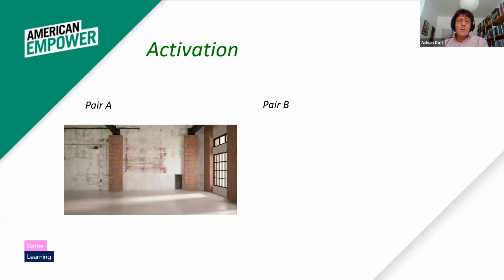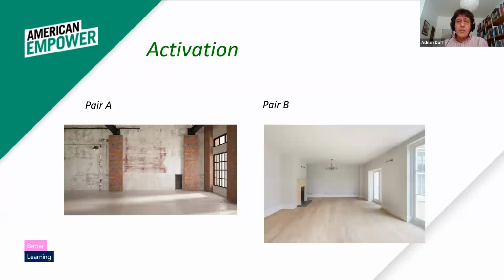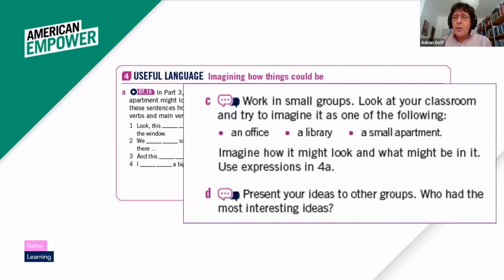One pair looks at this room, one pair looks at this room, and they imagine what furniture they might put in it. Okay, they imagine they're renting this space, they're going to have an apartment there. What would they put in it? And then this might move on to a slightly freer activity where students look at their classroom and they imagine it as an office, a library, an apartment, maybe other things, maybe a cafe or a restaurant as well. And they discuss what they would put in it, what it might look like.